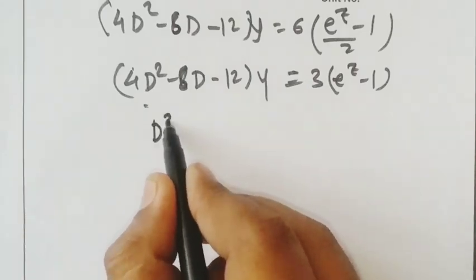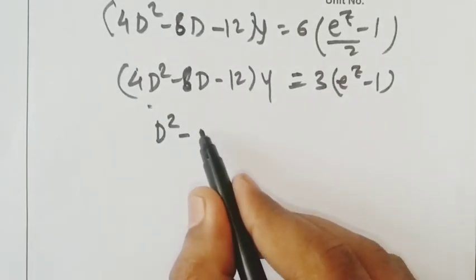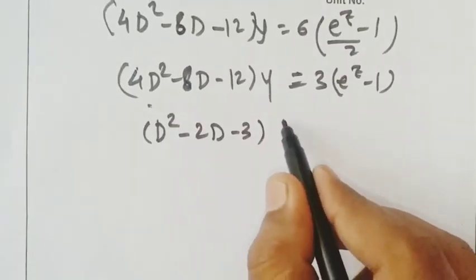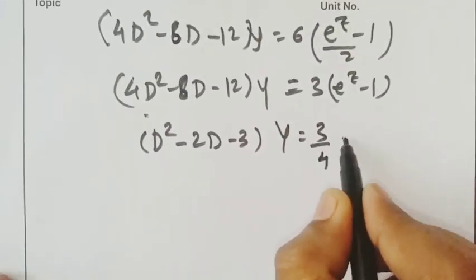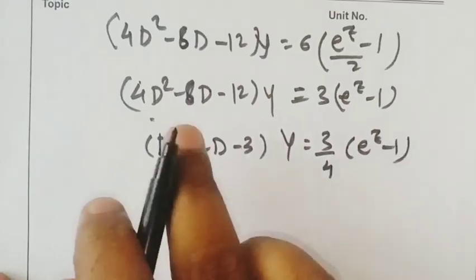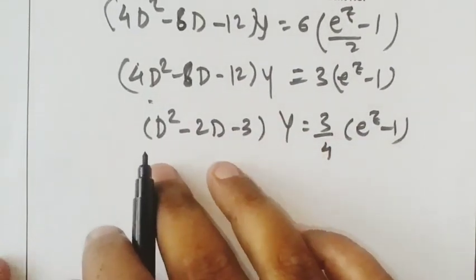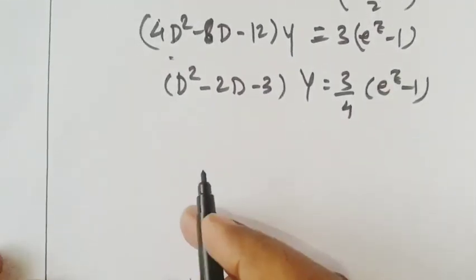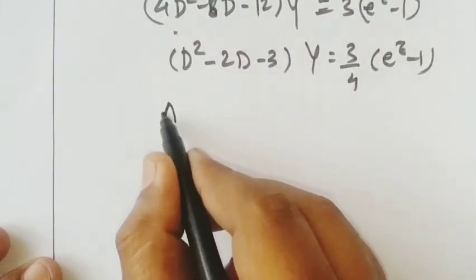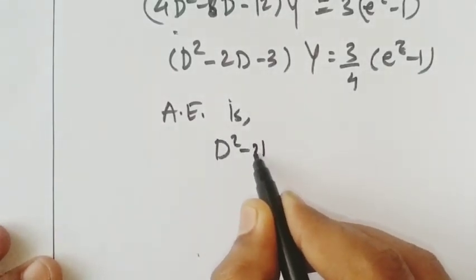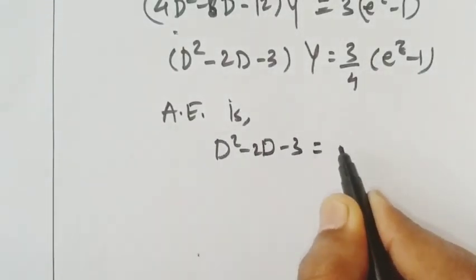So after dividing by 4, we get (D² − 2D − 3)y = (3/4)(e^z − 1). If you don't want to divide, then still okay, but we can divide it and get the differential equation in a simpler form. Now consider the auxiliary equation. The auxiliary equation is D² − 2D − 3 = 0.